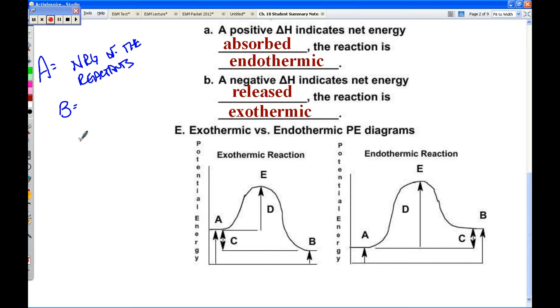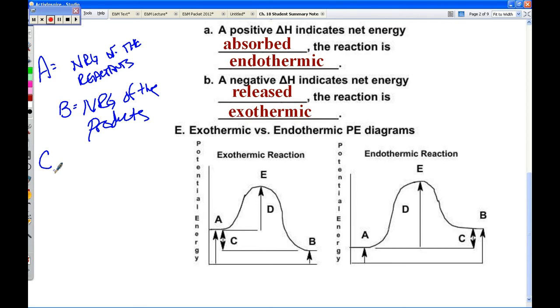B then would not be the energy of the reactants, it would be the energy of the products. Then our G of the product. Okay, C. C is the difference between the energy of the products and the energy of the reactant.